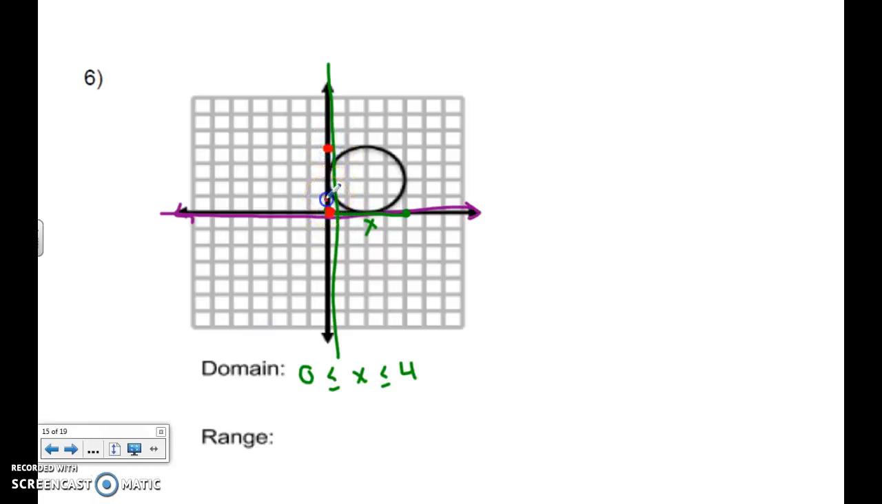So that's 1. I can see that there's 2 points there. 2, there's 2 points there. 3, there's 2 points there. So it looks like it exists from all those points. So it looks like it's between 0 and 4 again. So all of my y values are between 0 and 4.